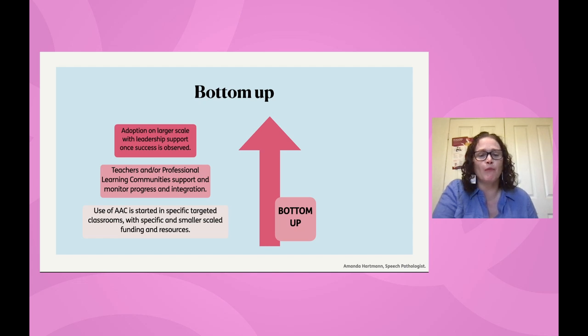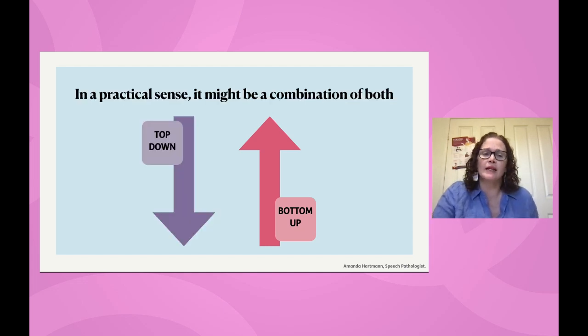So this bottom up model, the change in the systemic stuff is driven by the teachers on the ground doing the thing, and measuring and tracking their success and what success looks like for them. And then that can be picked up on a larger scale by leadership. So this is the bottom up. In reality, in a practical sense, your school might have a bit of a combination of both.